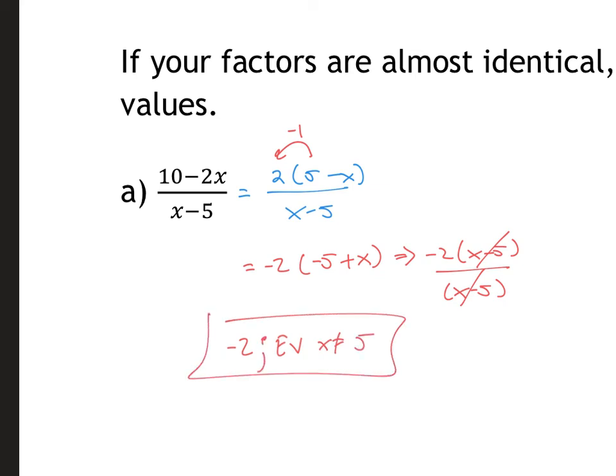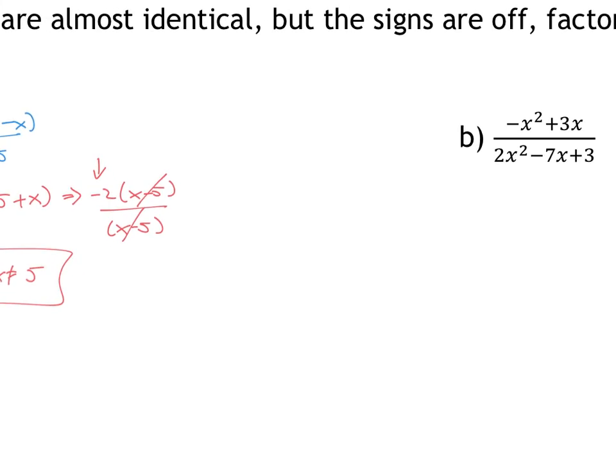Cool? So that's just a little trick. If everything's the same but your signs are backwards, factor out a negative 1. So that becomes that negative 2. That negative 1 allows you to change these signs. So let's look at one of these.